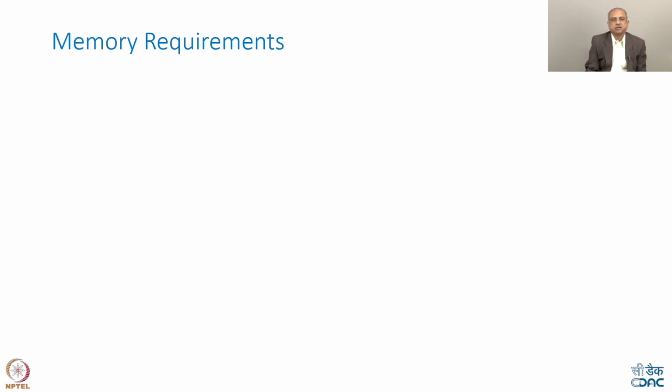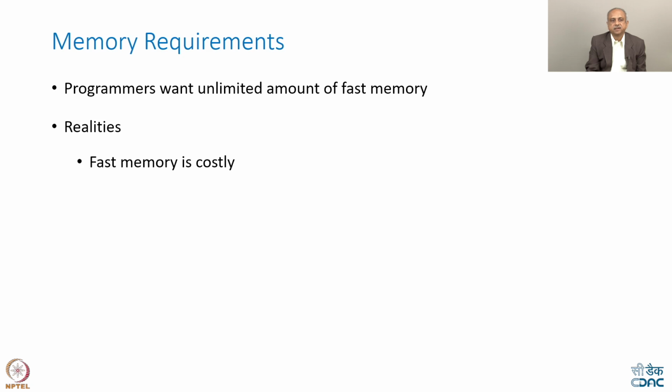Now, let us see what the requirements from the memory subsystem are. As far as programmers are concerned, they would want an unlimited amount of fast memory, so that there is no restriction on the data they want to use, the code they want to use, and they want the memory to respond in the fastest possible manner. But the reality is that fast memory is costly. So, though you can theoretically make all the memory SRAM, which is the fastest, the power that it will consume and the money that it will cost make it unviable.